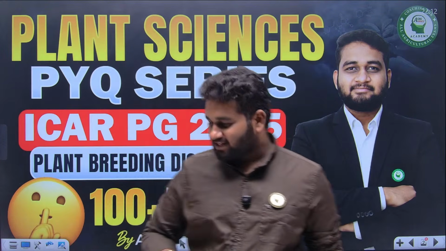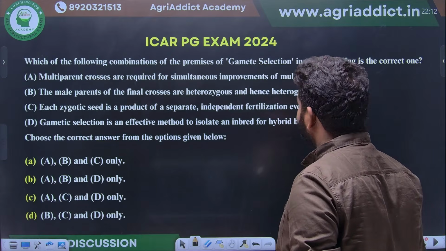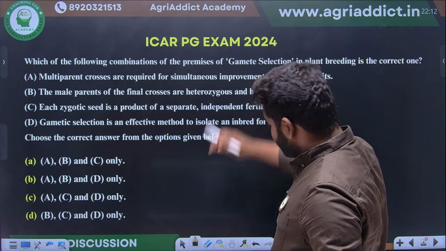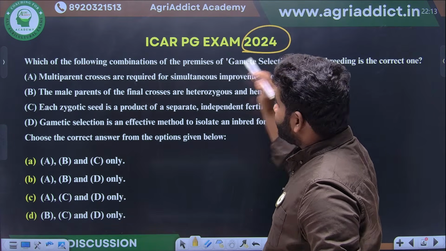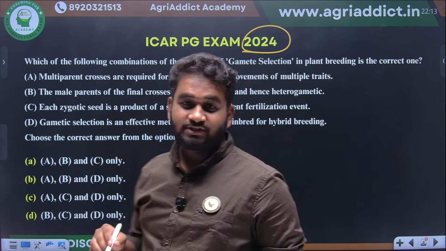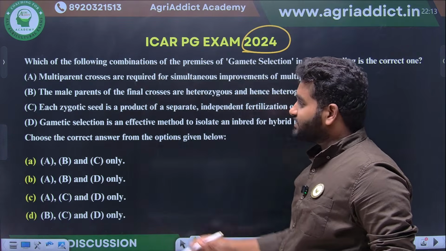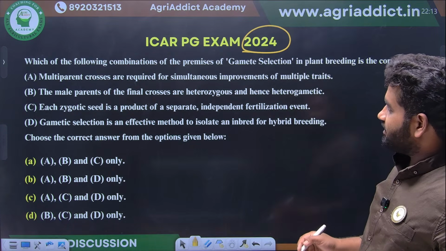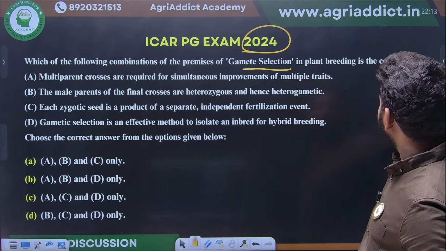Okay, then we will start today's session with the previous year paper. That means in the previous year I left one question. I don't know how I left this important question, which is related to gamete selection. The question is asking: which of the following combinations of the premises of gametic selection in plant breeding is the correct one?